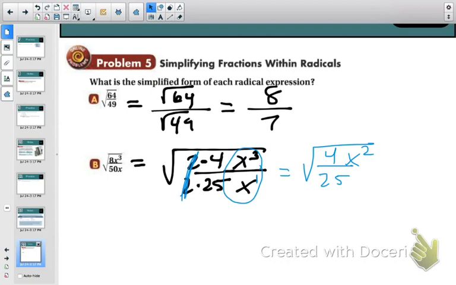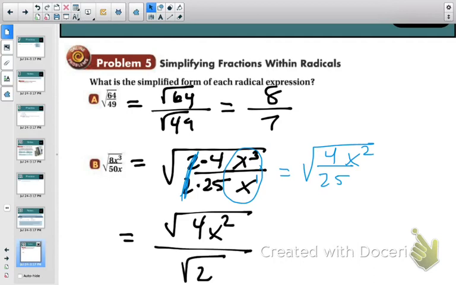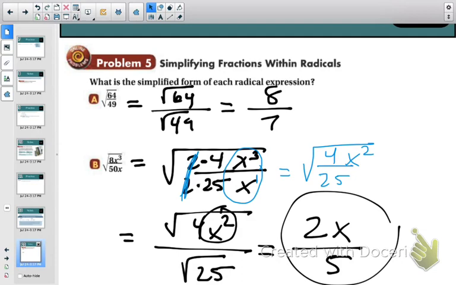Okay, and then from there we can square root the top and bottom, because now, if you notice, 4 and 25 are both perfect squares. Hooray. So we take the square root of the top, 4x squared, over the square root of the bottom, which is 25. Well, the square root of 4 is 2. And then this one is x squared, so that's one pair of x's, so we have one x on the outside. And then the square root of 25 is 5. And we don't have any radicals left, so that is simplified. Ta-da!